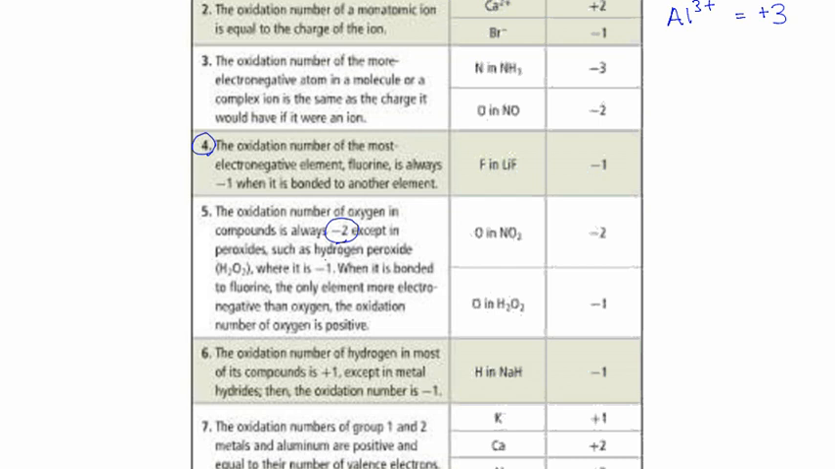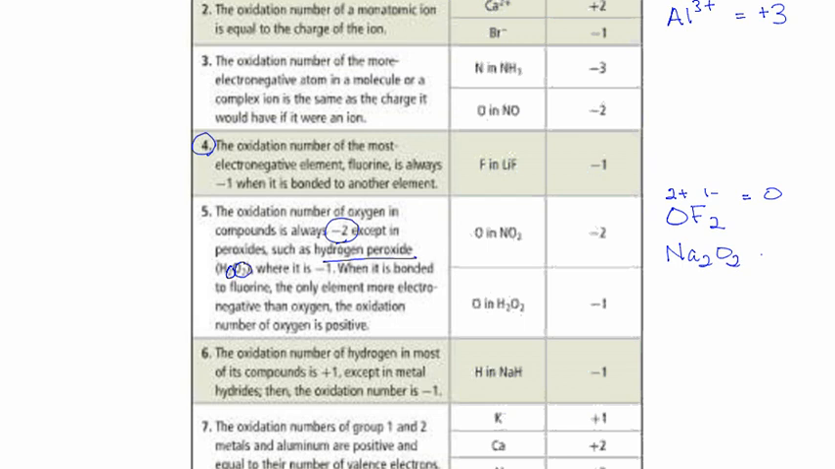One exception is a peroxide. In a peroxide, which is O2 2-, oxygen's charge would be -1. Or if it bonds with fluorine, in which case fluorine must be -1. So if we have OF2, fluorine must be -1. So in this case, oxygen has to be +2, so that when added together, the oxidation numbers add up to 0.